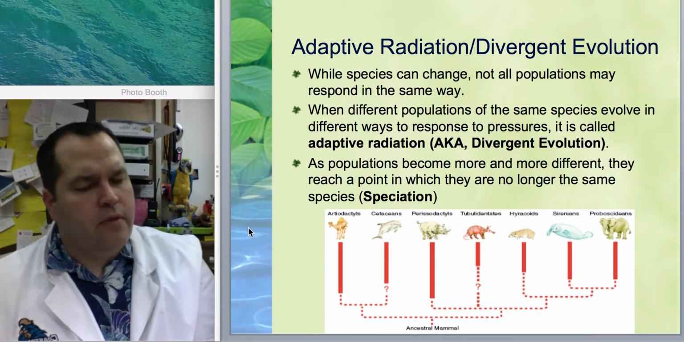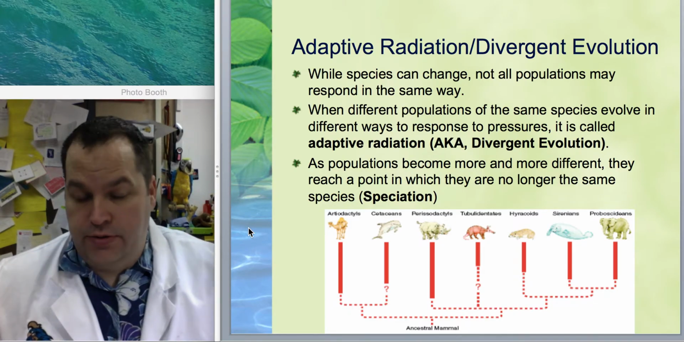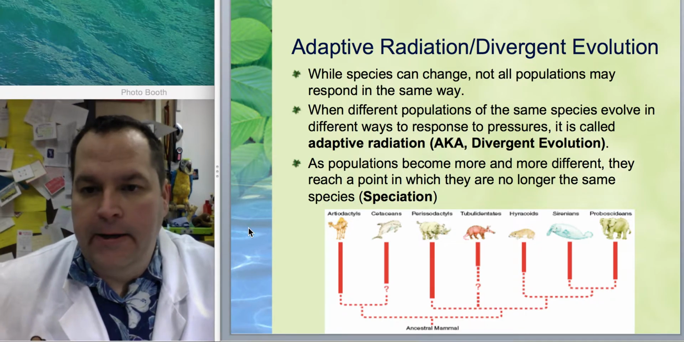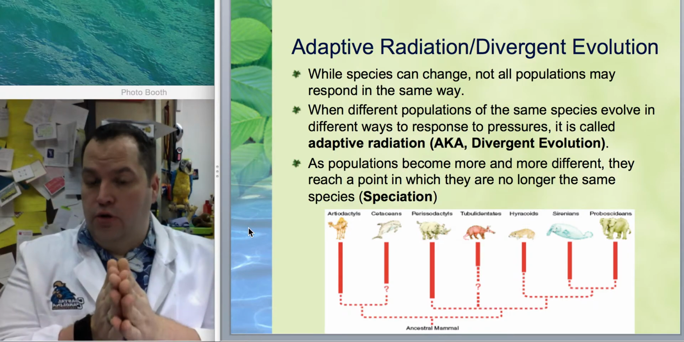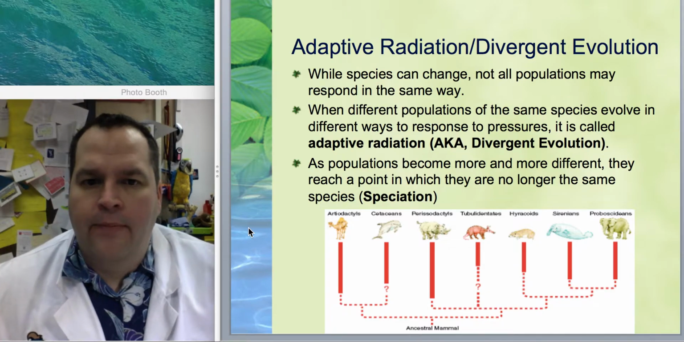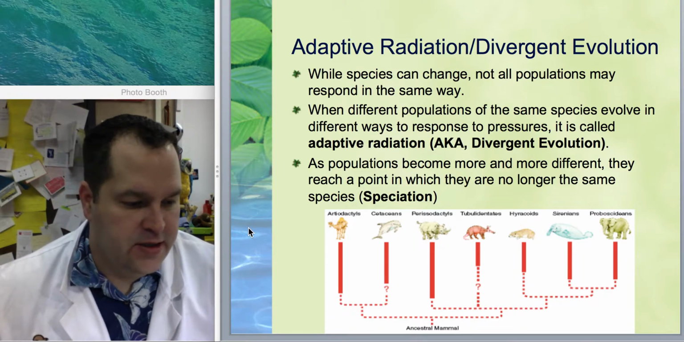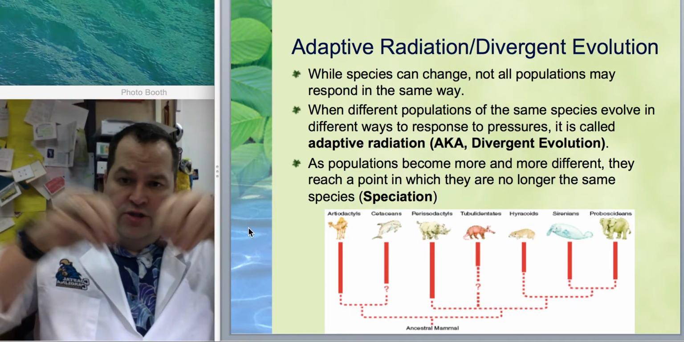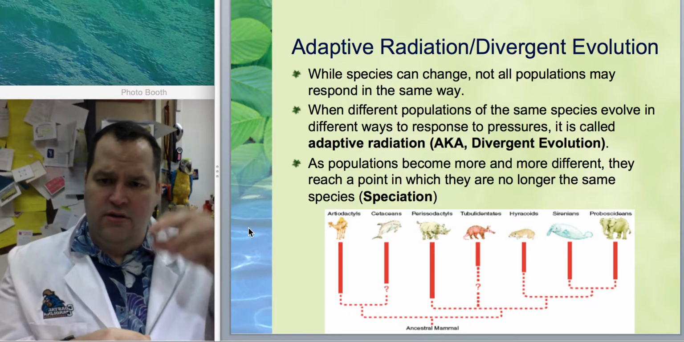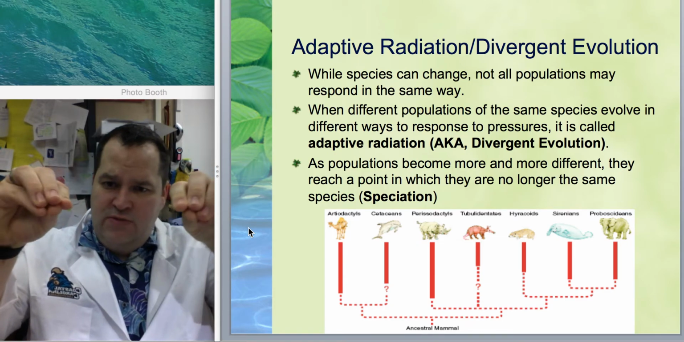Now, another way that a species can evolve is called adaptive radiation, which is similar to, or basically the same thing as, divergent evolution. Divergent. All right, di means to split, right? When species change, not all populations will necessarily respond in the same way, right? So if a species is going to change, there may be 2 populations of the exact same species that are exposed to different pressures. Well, that means that the adaptations in population A are going to be different than the adaptations in population B because they're under different conditions.